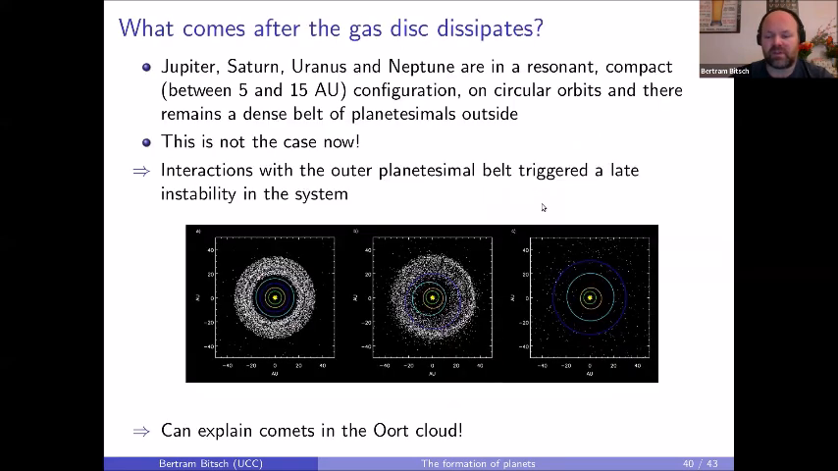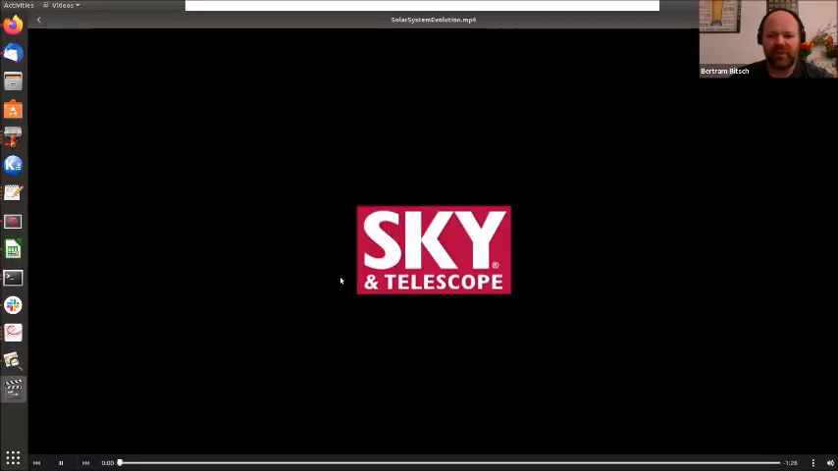But of course, there's also an idea how we could actually get rid of this. The idea here is that we have Jupiter, Saturn, Uranus, and Neptune in a resonant configuration on circular orbits, but we have an outer disk of planetesimals. If we have enough mass there, these will exert a gravitational force onto the planets, and this will cause an instability of the planets. So we also have a movie for this.